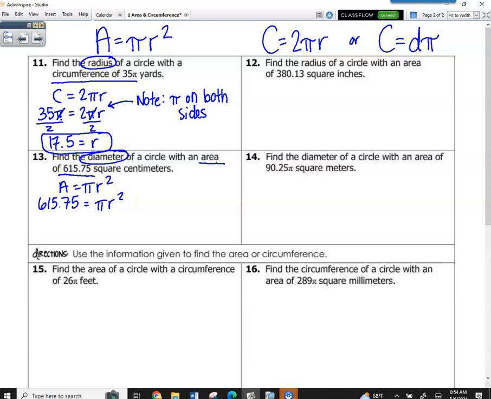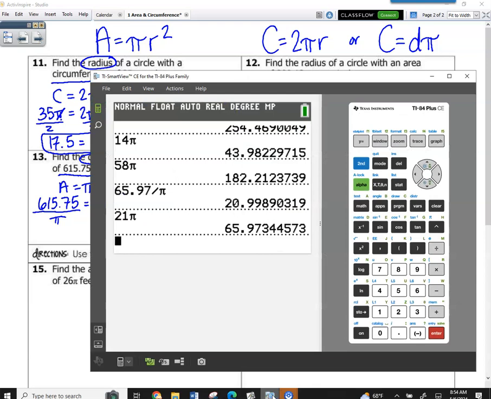Do we have a pi on both sides? No. So this is not like the last problem. This means we actually have to divide the pi over. So we're going to move the pi, divide by pi, it cancels here, come over here, divide by pi. Go to your calculator, 615.75 divided by pi. Make sure you know how to type this in.